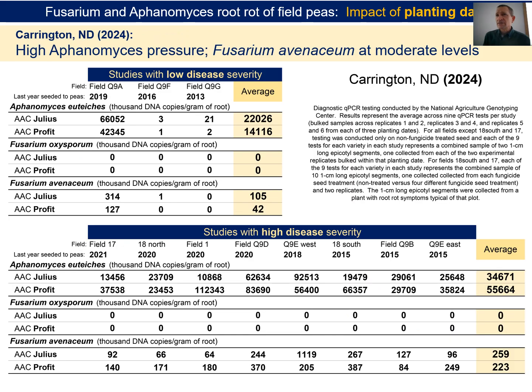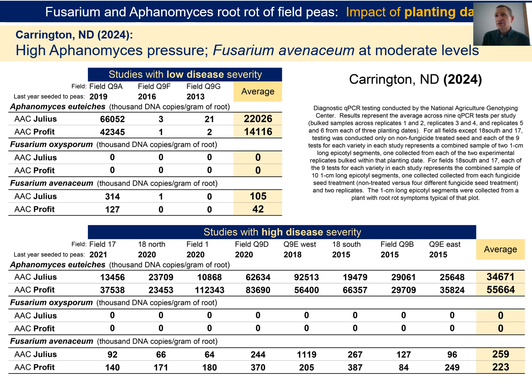Here are the diagnostic testing results in 2024 across these 11 fields. We detected Aphanomyces in every single field, and we detected it at very high levels in all fields except for the two fields that had very, very low levels of disease severity. We did not detect Fusarium oxysporum, which again re-emphasizes the point that the observed differences in field pea agronomic performance cannot be explained by differences in susceptibility to Fusarium oxysporum wilt.